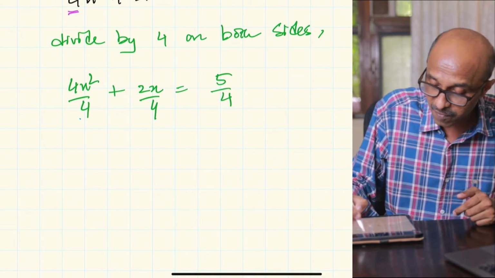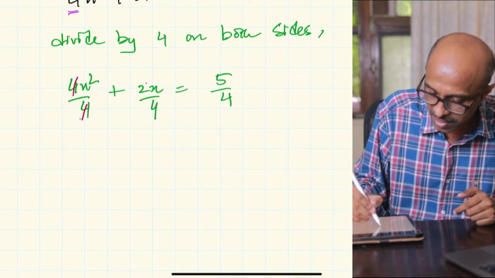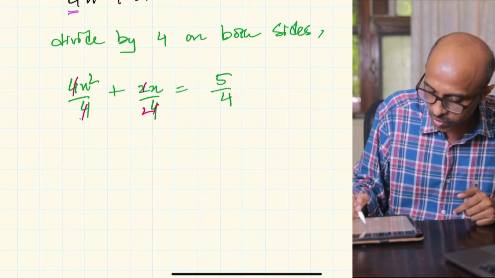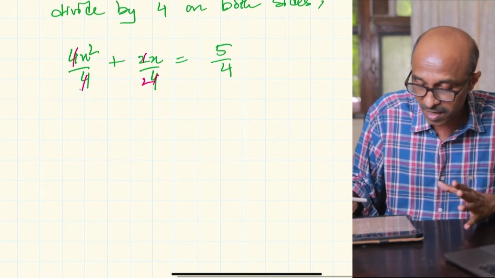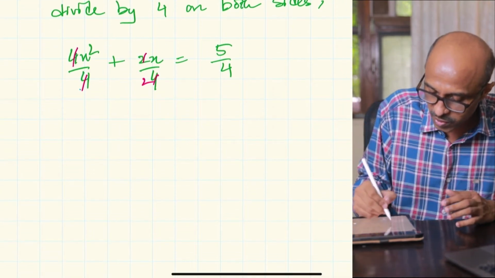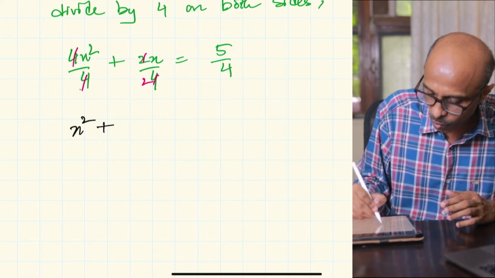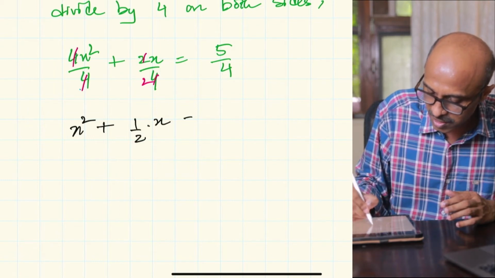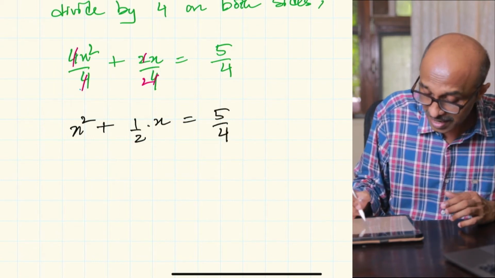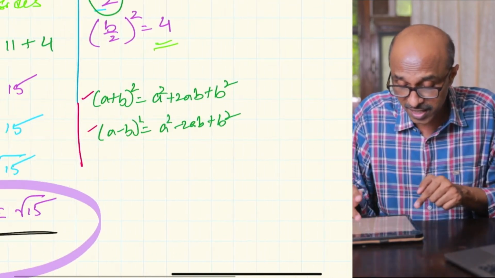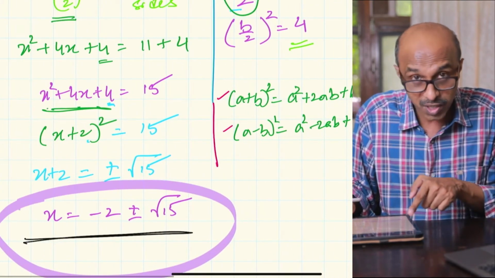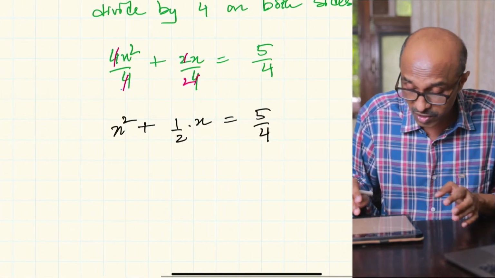Now this will be simplified as what? This 4 and 4 will cancel. This 2 over 4 becomes 1 over 2. And 5 by 4, leave it like that, even if it's an improper fraction. So this would then become x squared plus 1 over 2 times x is equal to 5 by 4. Now this equation looks very much like example number 1, where a was equal to 1. The coefficient of x squared was 1. Now it looks just like that.